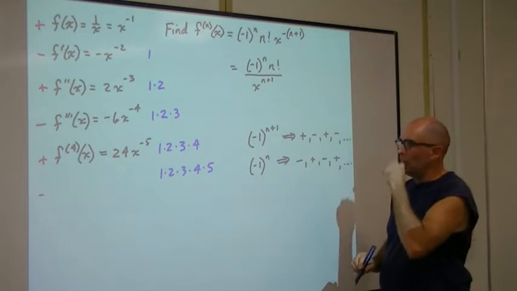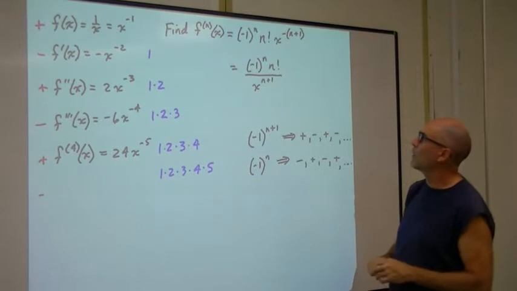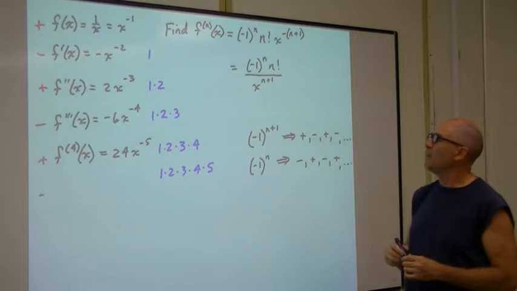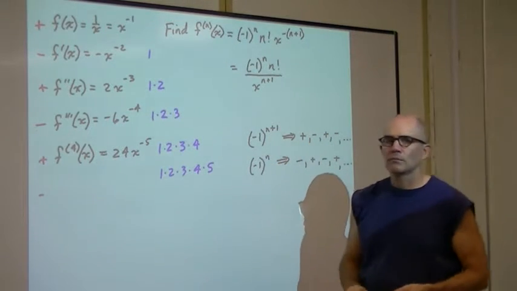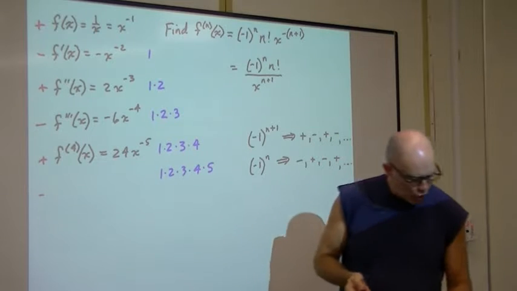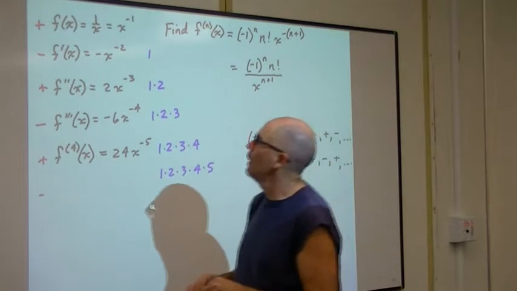So the change of sign is always going to be -1 to some power, and then notice the coefficients are just n factorial. Okay, piece o' cake. Let them eat cake.